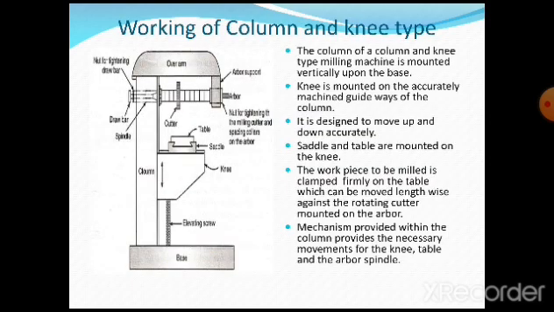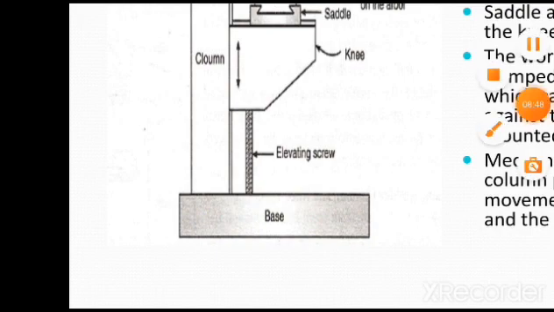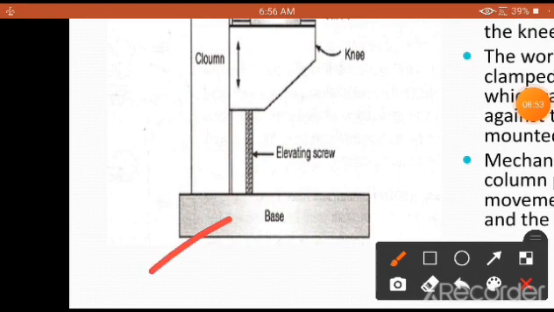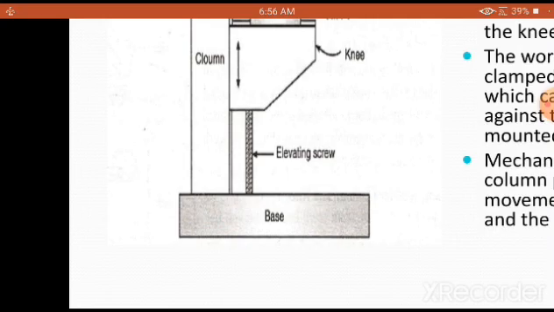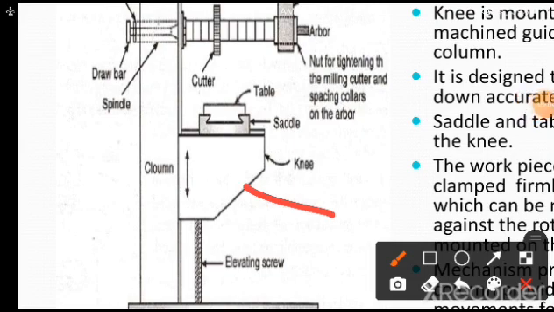Now let us understand the working of a column and knee type milling machine. So let us understand clearly. This is the base of the machine, as usual. This is called the elevating screw. This is called the column. Let us understand the basic parts. This is called the knee, this is the saddle, and this is the table. This is the spindle, this is the drawbar, and this is the arbor.